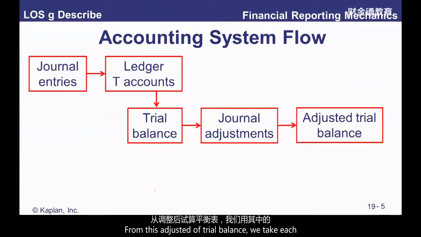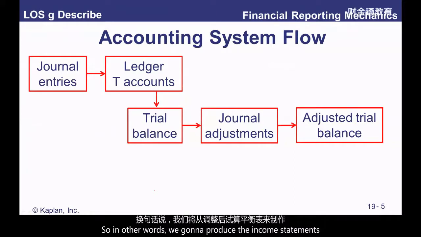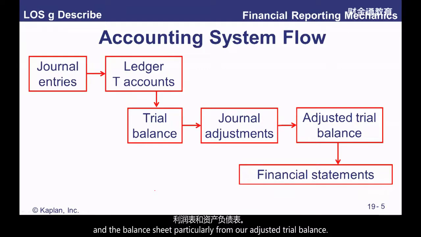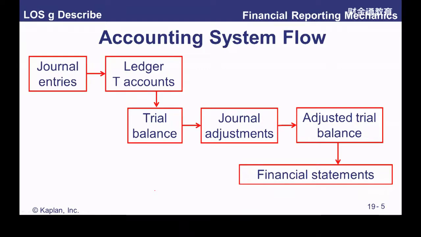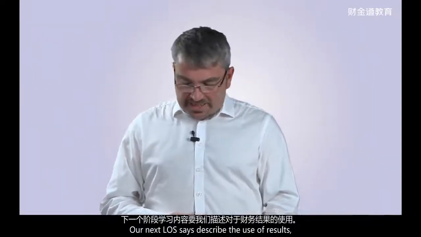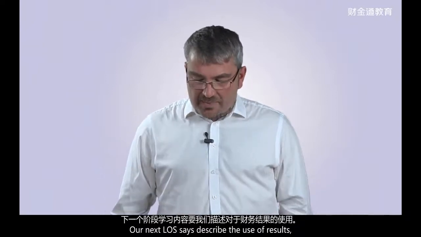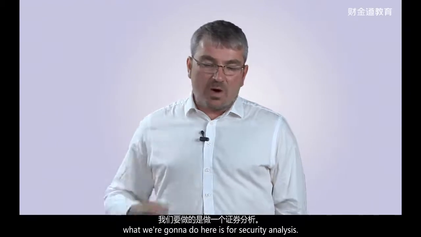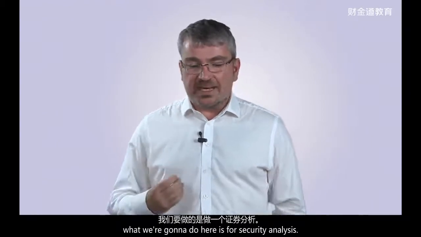From this adjusted trial balance, we take each of those items and we produce our financial statements. So in other words, we're going to produce the income statement and the balance sheet, particularly from our adjusted trial balance. Now, our next LOS says, describe the use of results. So what we're really doing is saying, well, what are we going to do here for security analysis?